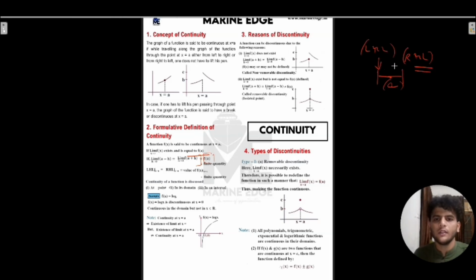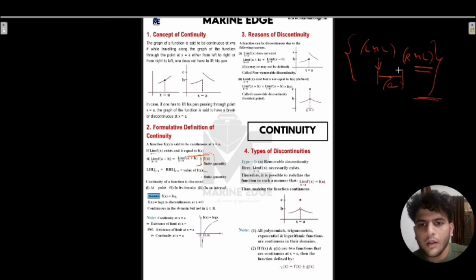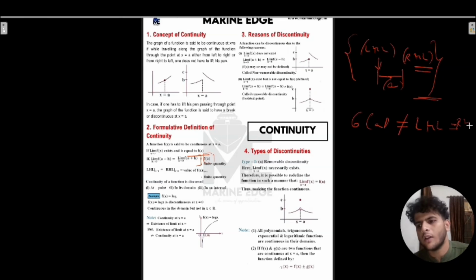Yes. So now the reasons for discontinuity. A function can be discontinuous due to the following reasons. The limit of f(x) does not exist, that is, the limit of f(a plus h) is not equal to the limit of f(a minus h). The first condition for failure of continuity is that LHL will not equal RHL. Or the limit exists but it is not equal to f(a), that is, the value of f(a) is not equal to LHL or RHL. In that case also, continuity fails.